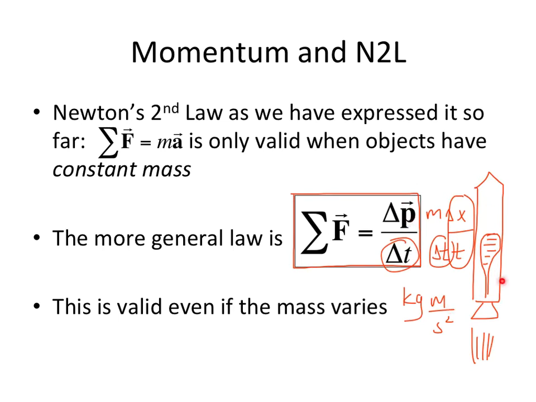So if the object's mass is changing, that is accounted for by the momentum. So even if the mass varies, we can figure out what the net force is on the system based on how it's moving, not using ma, but by using the more general change in momentum over change in time.